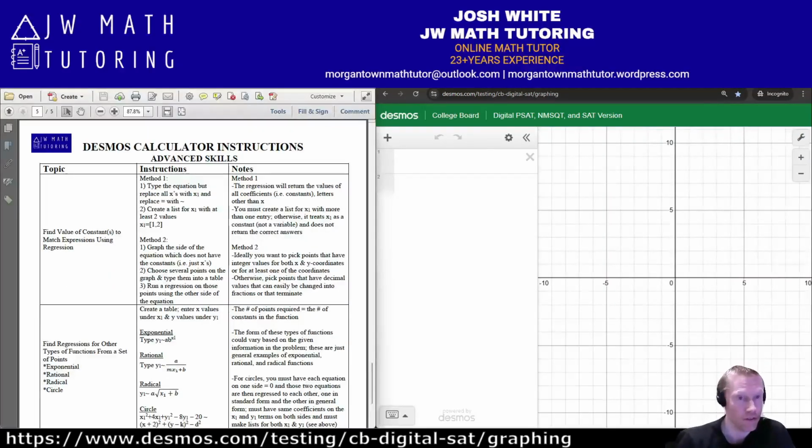Continuing with the advanced skills in this ultimate Desmos guide to the digital SAT math test, at the top of the second page, we have a skill or an operation, which is basically finding the value of a constant or constants to match expressions using the process of regression.